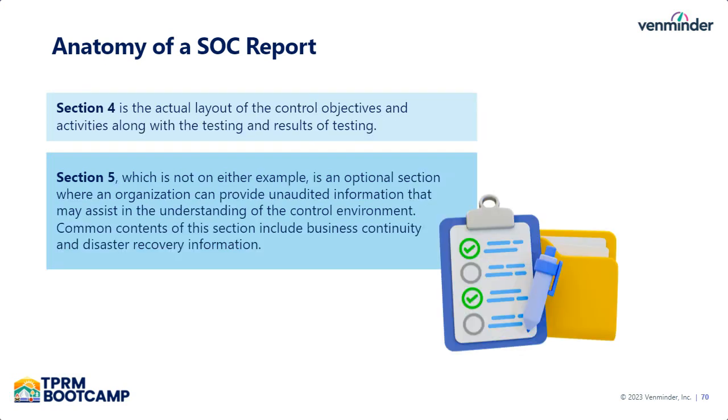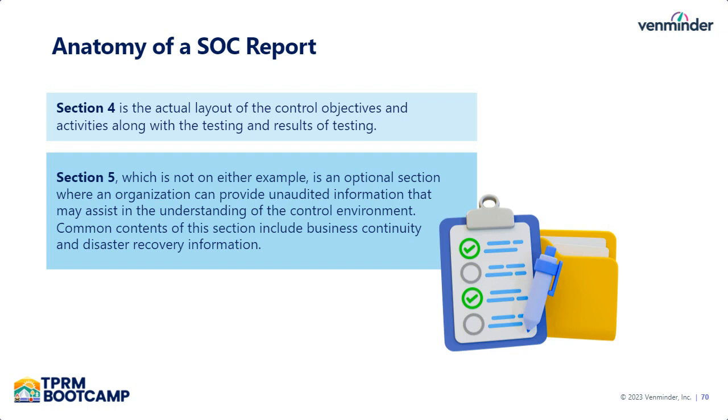Section 4 of a SOC report is going to be the actual layout of the control objectives and activities along with the testing and results of testing. Section 5 is an optional section, and this is a section where an organization can provide unaudited information that may assist in the understanding of the control environment. A lot of times in this section, you'll see business continuity and disaster recovery information. You'll see management's response to exceptions, that kind of info.